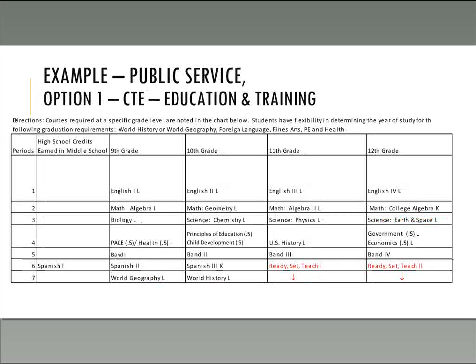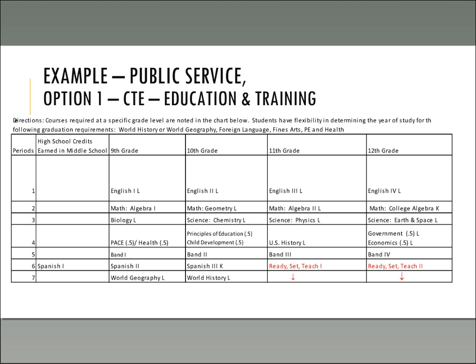The next example is public service. And this student chose the CTE option for education and training. And notice that only 2 endorsement courses are necessary for this particular option because there are 2 periods, 2 credits each, so it meets the requirements for option 1. And if you take a look at this student's schedule, you can see that this student is involved in band as well.